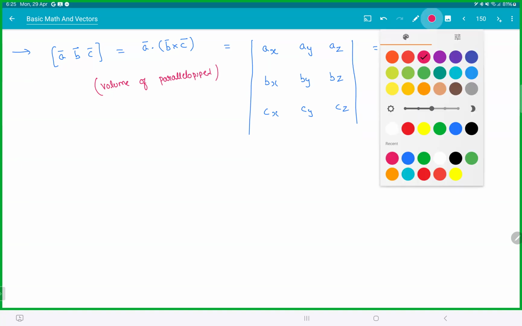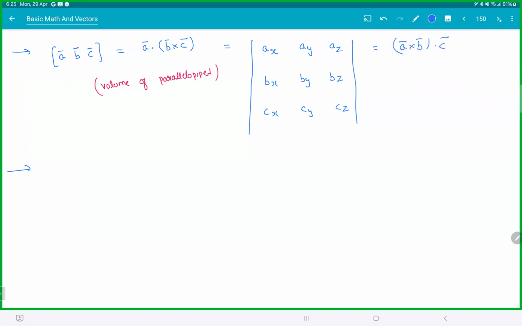This gives the volume of the parallelepiped. Second, what if the volume is zero? If the box product is zero, what does this imply? This implies we have zero volume. That means you didn't get a box. A, B, C are in the same plane.